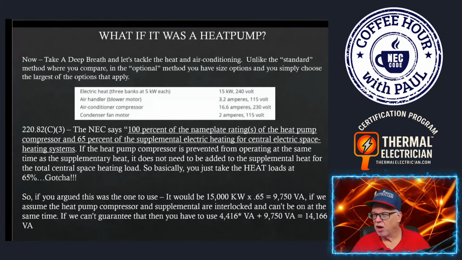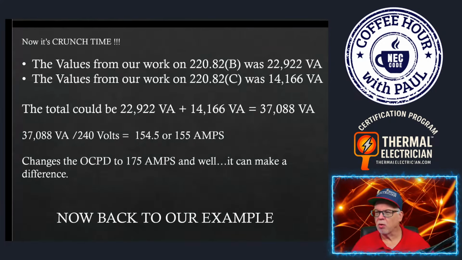Oh yeah, yeah, yeah. Oh, I'm sorry. I was showing you how to do it if it was using the heat pump. So that's where the 14,166 would go, and that would be 37,088. Then you do that 37,088 divided by 240, and that's what it would be. So you see the difference if it was a heat pump versus what we did, where it was isolating, and we were just using the heat, like in our example. It's not that big a difference.